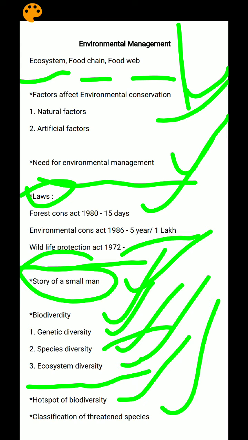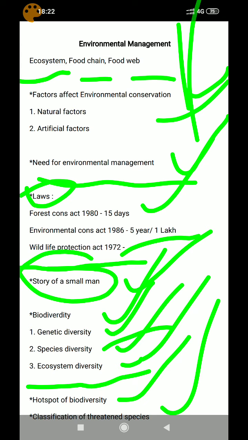Next one is classification of threatened species. They have given 2 or 3 types of threatened species, like endangered species, extinct species, and rare species. Okay, we will discuss that later. And I don't want to make the video bigger, so I have explained and introduced the first 4 chapters.